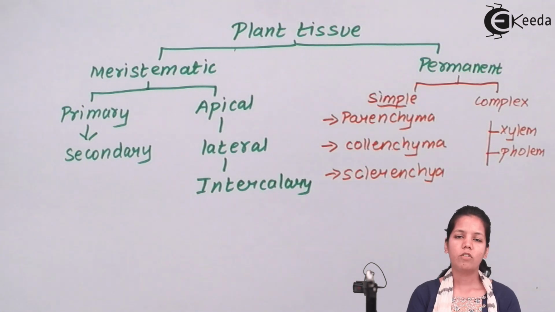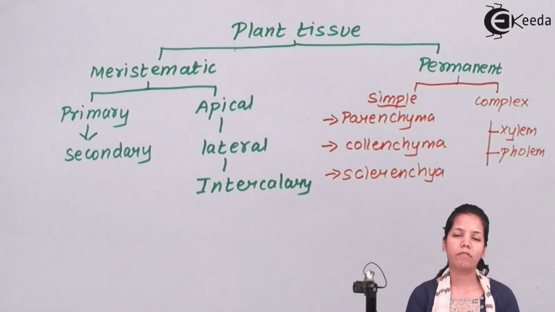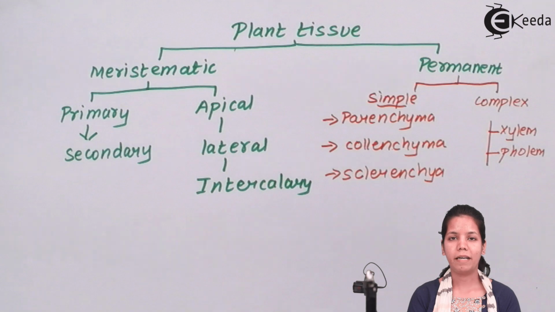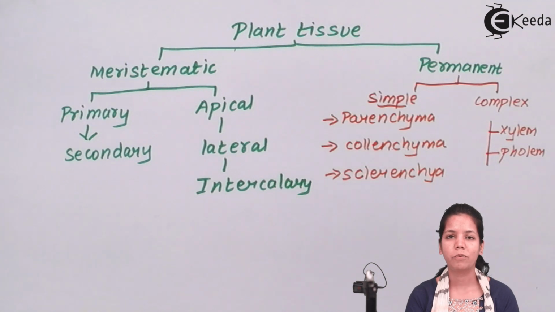Students, in this part of the chapter we have studied what plant tissues are and what the different kinds of plant tissues are, the meristematic tissue and the permanent tissue. I hope you all are clear about this concept of plant tissue. Thank you.